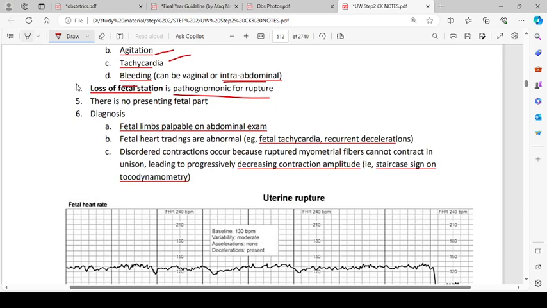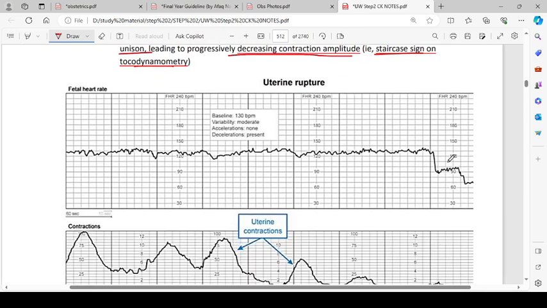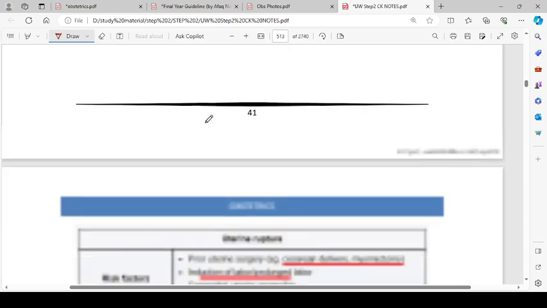Okay, so for the rupture, the loss of fetal sensation is pathognomonic. There is no presenting fetal part. Diagnosis is fetal limbs palpable on the abdominal exam. Fetal heart rate patterns are abnormal, for example, fetal tachycardia and recurrent decelerations. Disordered contractions occur because ruptured myometrial fibers cannot contract in unison, leading to progressively decreasing contraction amplitude. That is the staircase sign on tocodynamometry. So this is the staircase sign, like first it happens at one level, then this level, then this level. Okay, and uterine contraction also decreased.